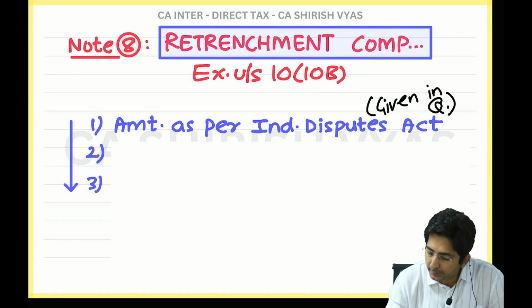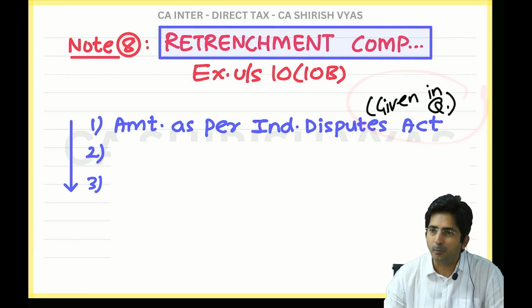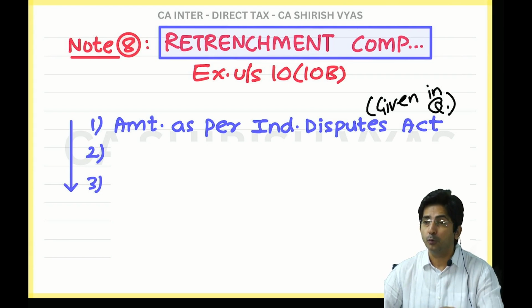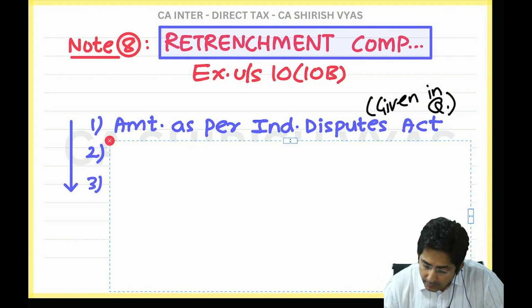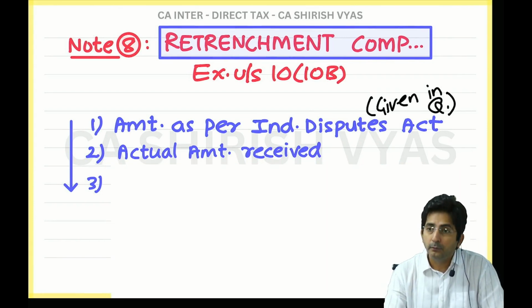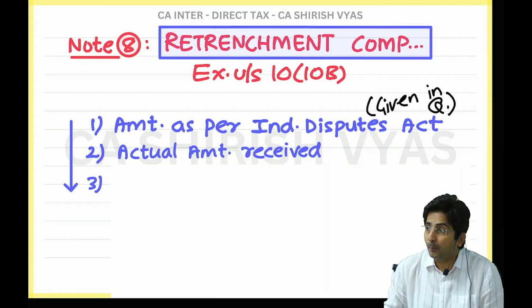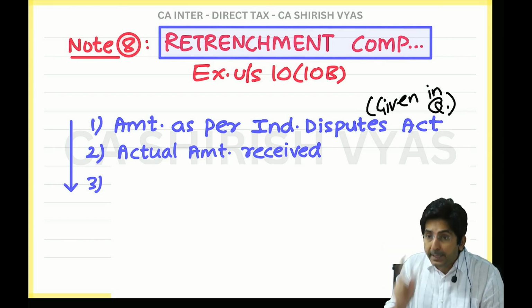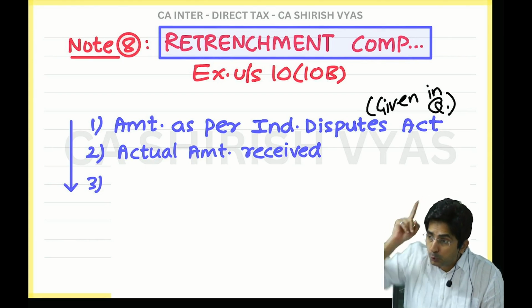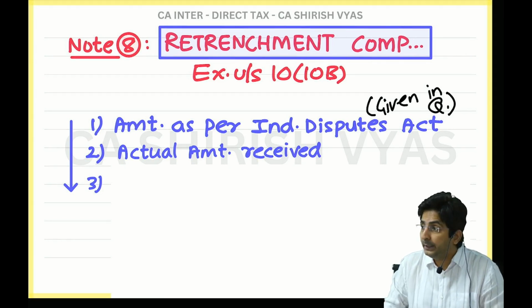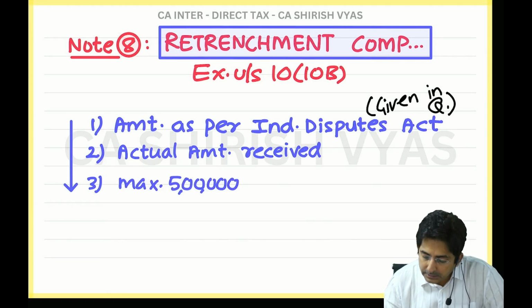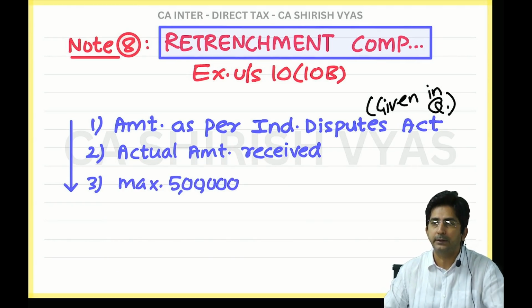And see, can you see I have written "given in the question"? This amount they will give in the question. That as per the Industrial Disputes Act, the employee was supposed to be given 2 lakhs. So that is given. And then one amount will be the actual amount, which is actually received. Actual amount will always be more, because the Industrial Disputes Act says minimum this much you should give to the employee. And actually it can be a little more also. So the second amount is actual, and the last amount is maximum 5 lakhs, whichever is less.